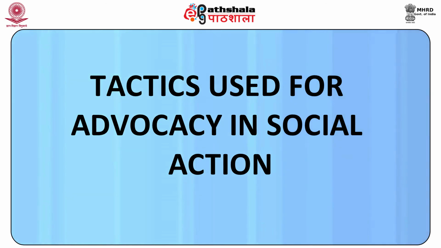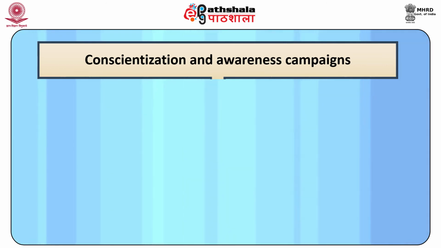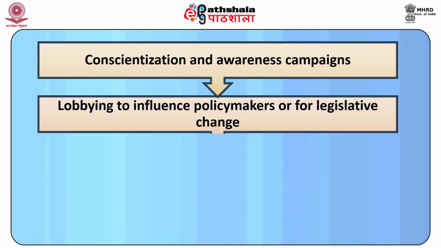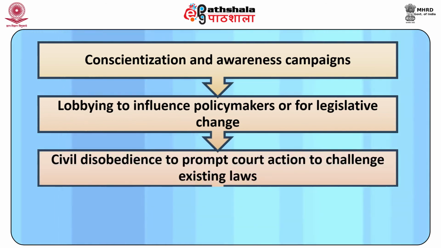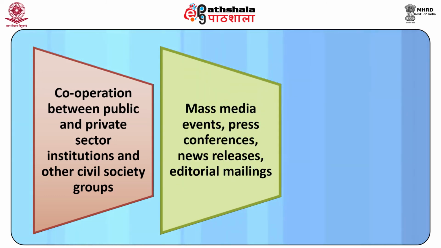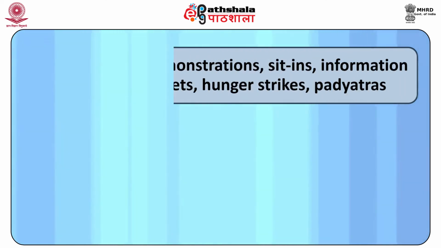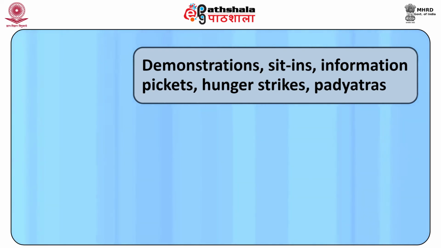Tactics used for advocacy in social action. Tactics are the immediate steps or activities pursued to achieve an objective. Some of the advocacy tactics used in social action are conscientization and awareness campaigns using popular theatre, puppets, songs, etc. Lobbying to influence policymakers or for legislative change, civil disobedience, court action to challenge existing laws, networking and coalition building, cooperation between public and private sector institutions and other civil society groups, mass media events, press conferences, news release, editorial mailings, coordinated national and international actions, global marches, non-violent direct action involving demonstrations, sit-ins, information pickets, hunger strikes, padyatras, that is foot marches, etc.